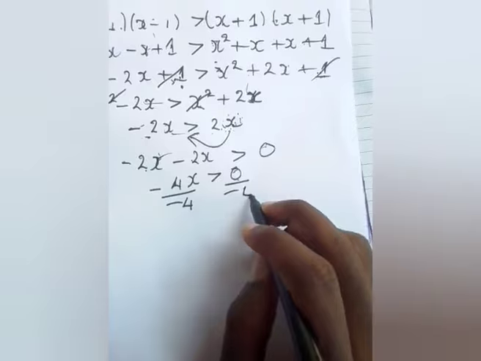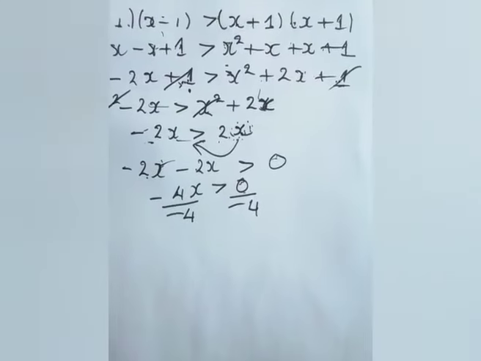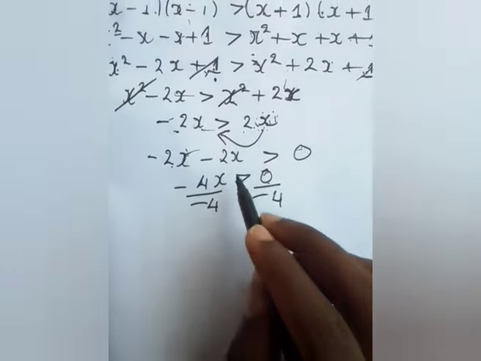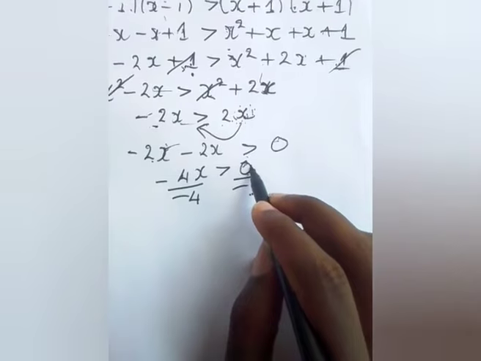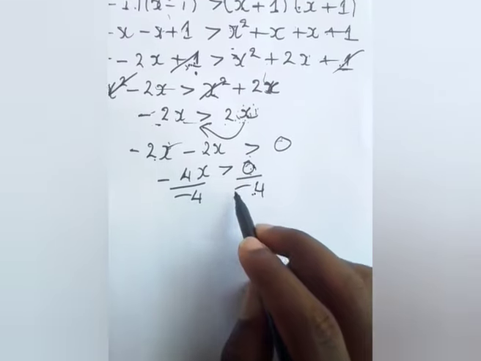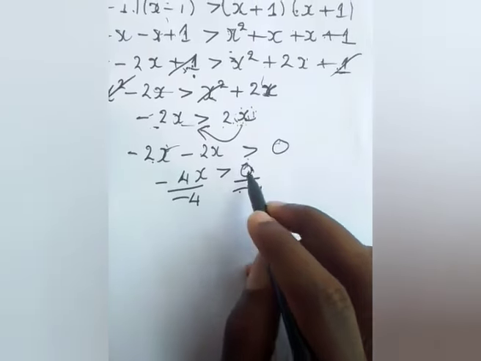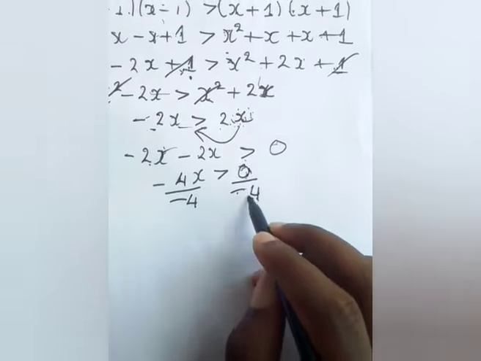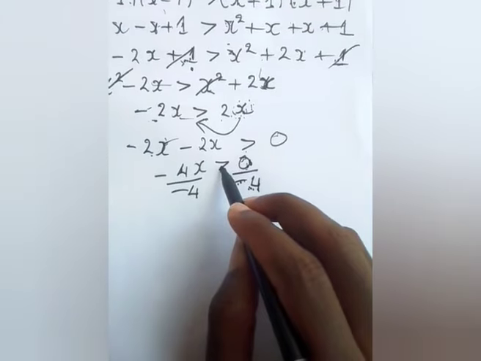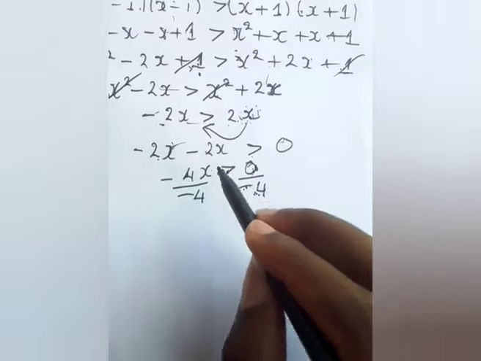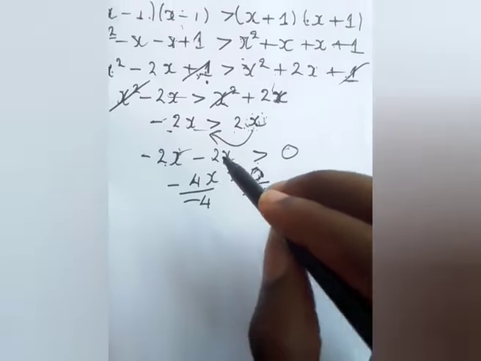Now there is a certain principle on inequalities. Whenever you divide like this into a certain number, which is 0 in this case, and the one you are dividing by is negative, the sign here will change. It's going to flip. If it was less than, it will become greater than, and vice versa.